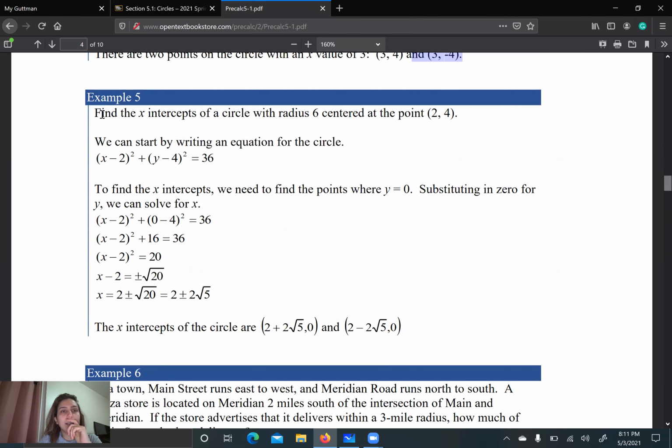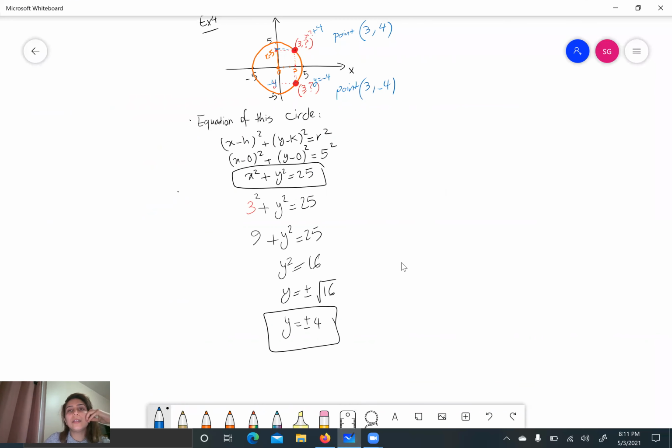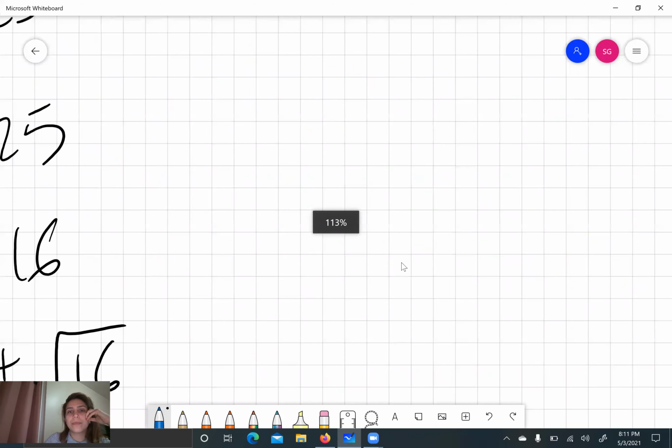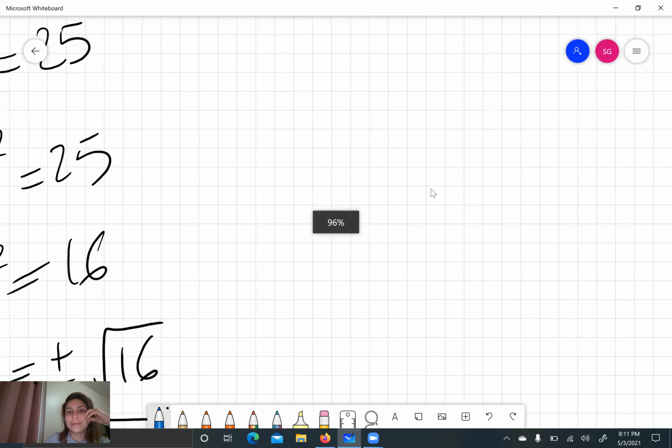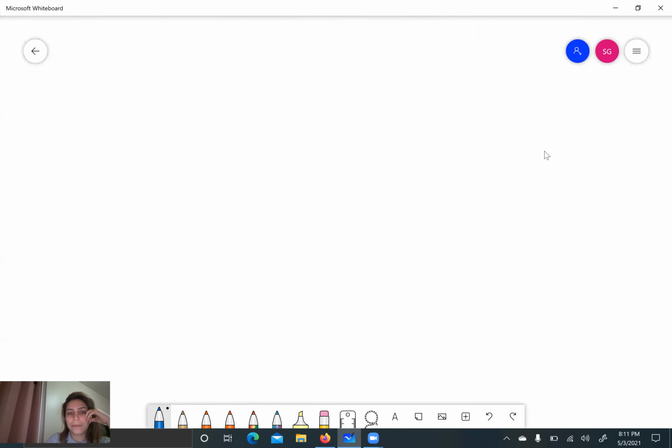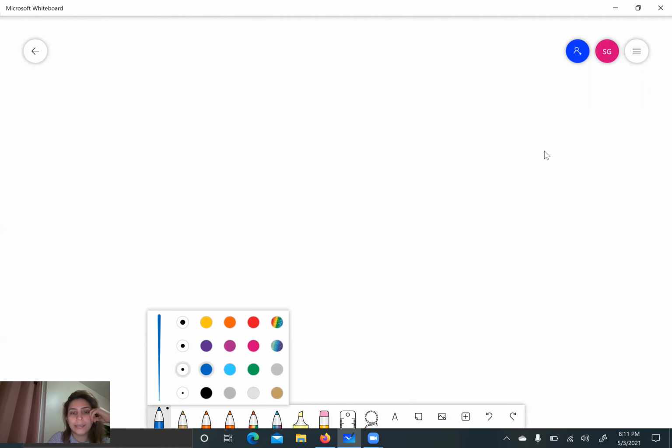Next example: find the x-intercept of a circle with radius 6, centered at the point (2, 4). So let me first draw this circle. There is this circle, and the question is, find the x-intercept. You don't have to draw it, but I like to draw it because it gives us a visual perspective of the question. So this is example 5.